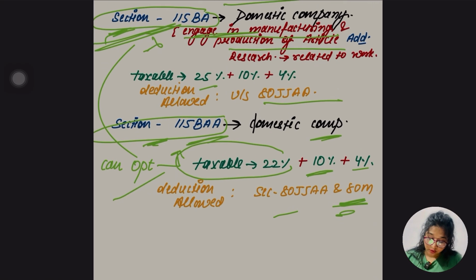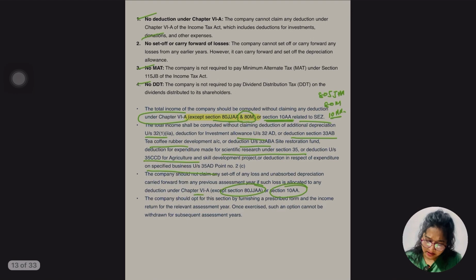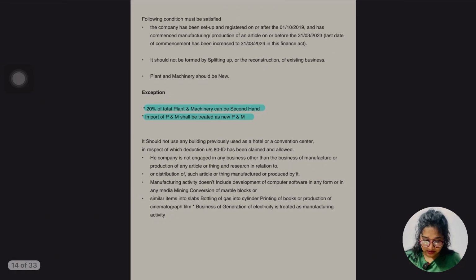So what was the tax rate of a domestic company for 115BAA? First was 115BA, second is 115BAA. The rate was 22%. So there are three tax rates for the domestic company, right? First 25%, second 22% and third 15%. If they are specifically following that category, in that case they can go for this. They can opt for this tax rate, but they cannot go for the other deductions. So I hope up to this everything is clear now. There was no complication and no confusion.